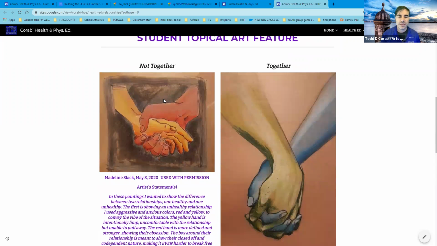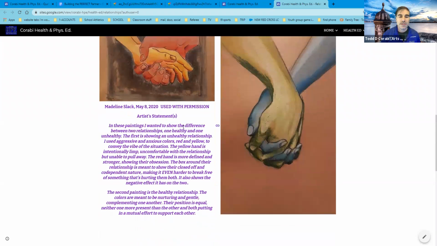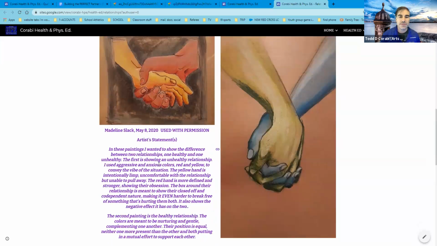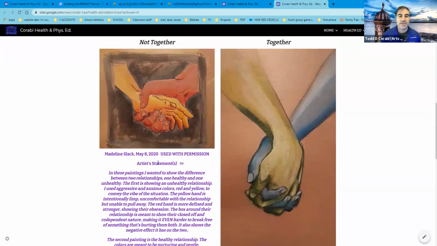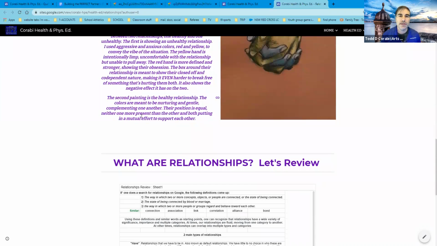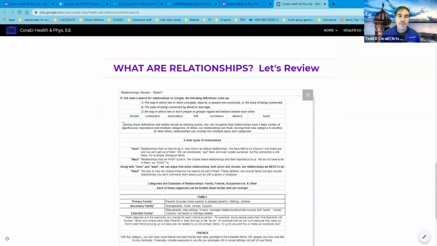This is an art project that was posted by Madeline Slack, who's currently a senior. When I'm recording this video, she made it when she was a junior. It was used by permission. There's a whole artist statement on here, but basically she has two different pictures. One is not together and one is together. And look at the difference in how the hands are being grabbed and grasped. Her artist statement speaks about what these art projects mean to her. And that's the thing about relationships, is that there's certain qualities that make them healthy and successful. But before you do that, you need to go and review what relationships are.